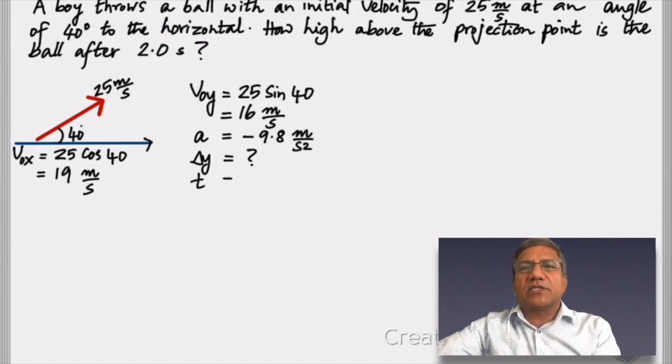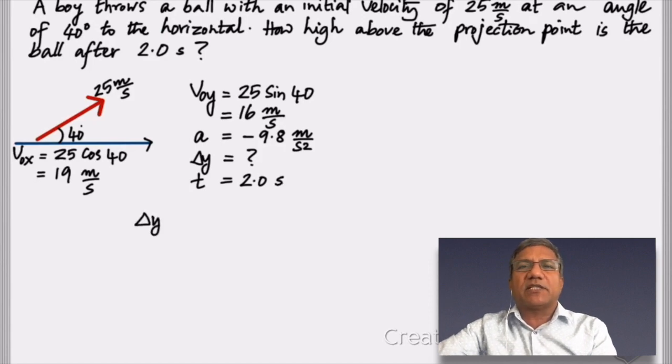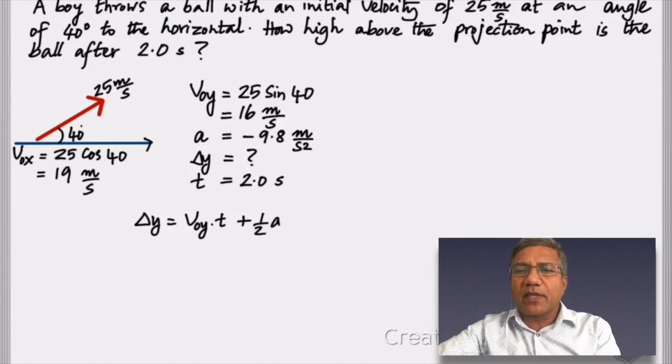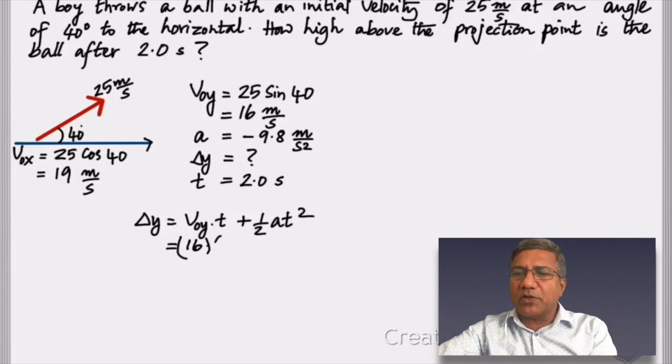So the acceleration is negative 9.8 meter per second squared. I may have said that a million times in my life now. And time is 2 seconds because you're looking for the vertical displacement after 2 seconds. So we're looking for the delta y. Once again, the equation is the same we've been using: delta y is v naught t plus 1/2 at squared.